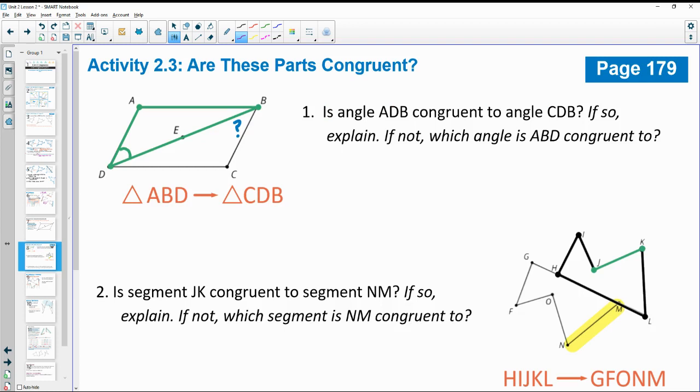So let's take a look at this next activity, 2.3. Go ahead and try to answer these questions on page 179. Pause the video. Once you've tried them, come back and we'll discuss them.